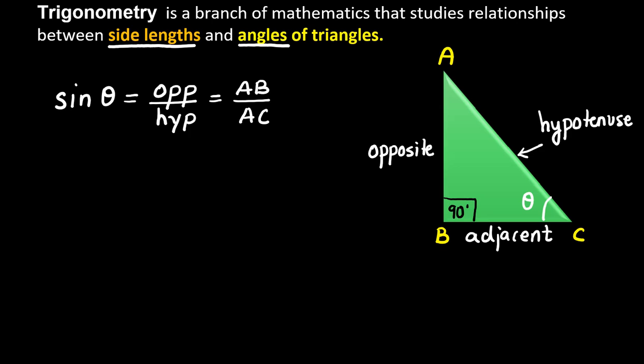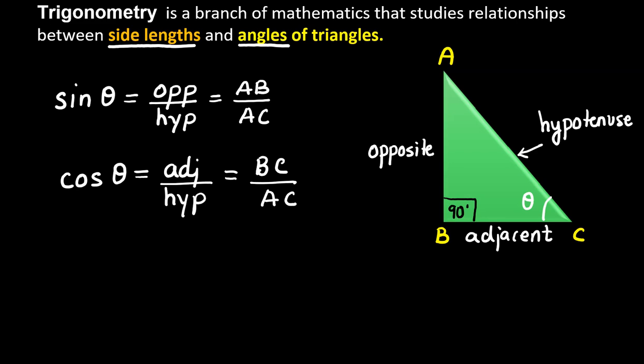Okay, now we have cos theta. Cos theta is adjacent upon hypotenuse, or in short we'll just write down the first three letters: adj upon hyp, and that will be BC upon AC.